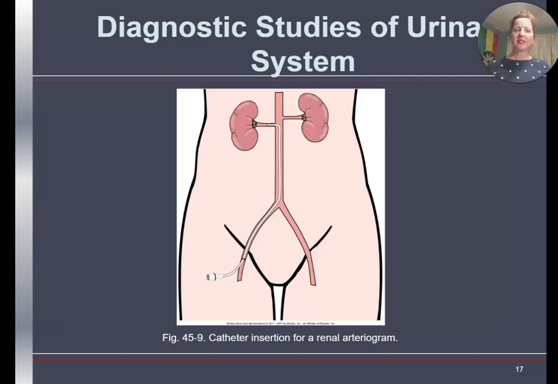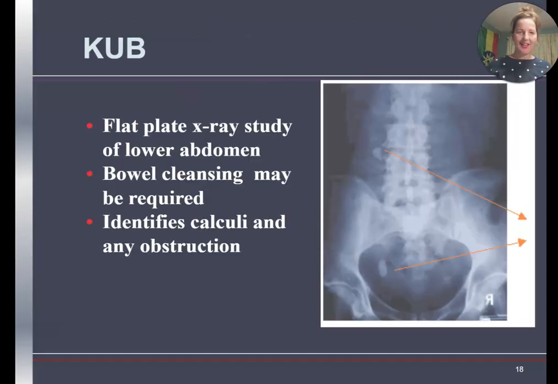All right, so diagnostic studies of the urinary system. That means ureters, bladder, urethra. In this picture, they're showing renal studies. So just remember the KUB: the kidney, ureter, bladder. There's no prep involved in this one. It's just a flat plate x-ray, very easy.